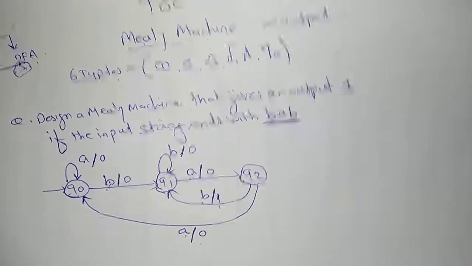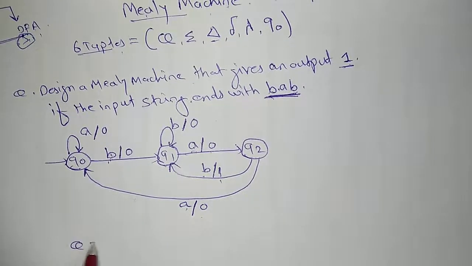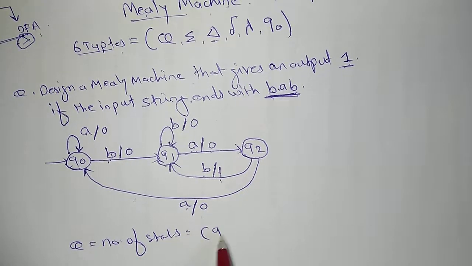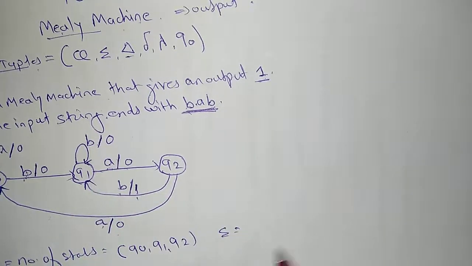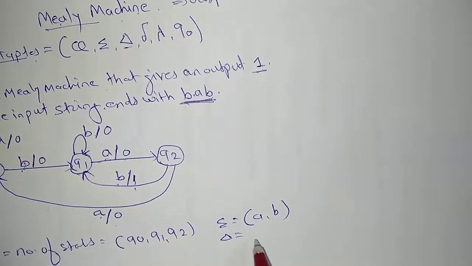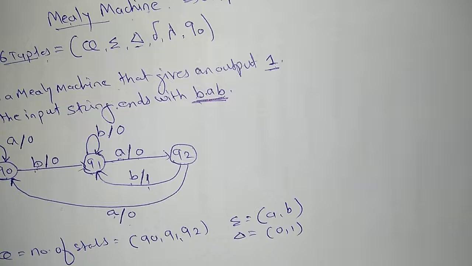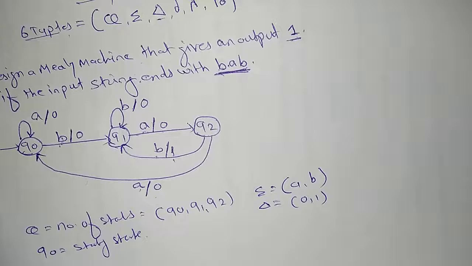With the same problem, we'll see the tuples, how the tuples are there. First, Q, the number of states. How many states are here? Q0, Q1 and Q2. These three are the states. After the states, input symbols. The input symbols are A, B. The output symbols are 0, 1. After that, Q0 is the starting state.